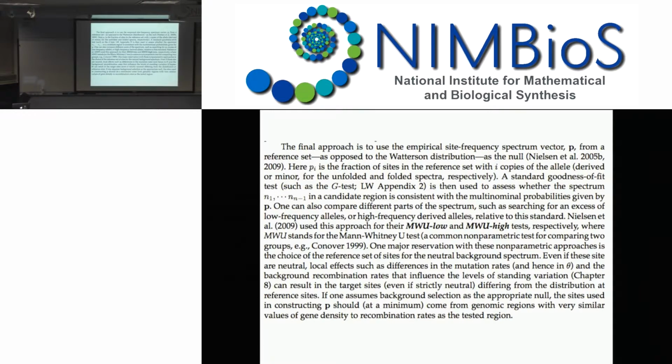I mentioned using the empirical site frequency spectrum. A couple of tests you might see are MWU low and MWU high. This stands for Mann-Whitney U test. It's a non-parametric test. What Rasmus Nielsen did here basically is create an empirical site frequency spectrum and then look at whether the target site, with respect to that empirical spectrum, was overrepresented in the high values or overrepresented in the low values. The idea of using the empirical frequency spectrum is you're not using Watterson, which assumes an equilibrium distribution, but rather you're trying to let the data speak as to what its past history is.